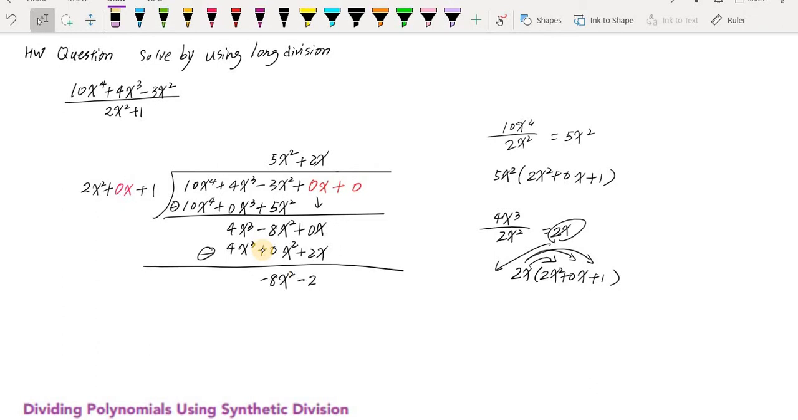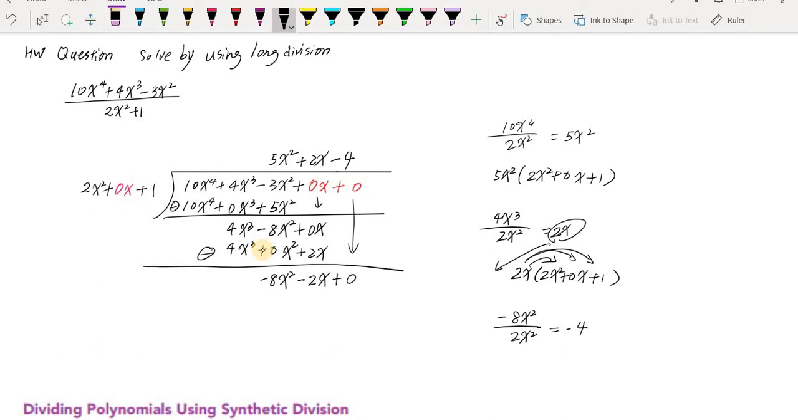That will be minus 2x. And then we're going to bring this down. That will be plus 0. So we have to divide it again. Negative 8x squared divided by 2x squared. This will give you negative 4. I'm going to put that on the top.